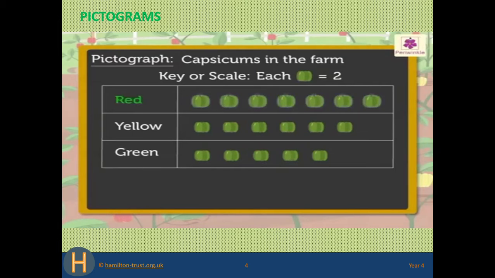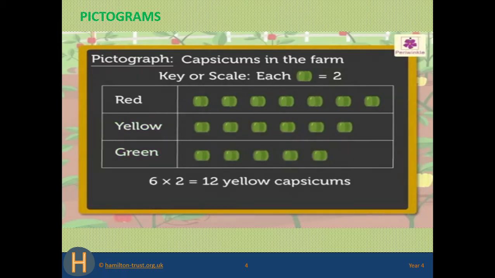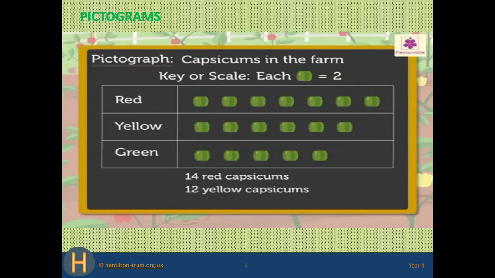There are 7 red capsicums. That means 7 multiplied by 2 is equal to 14 red capsicums. Accordingly, we can find out the yellow and green capsicums. There are 12 yellow and 10 green capsicums on the farm. Hence, from the pictograph, we can say there are 14 red capsicums, 12 yellow capsicums, and 10 green capsicums on the farm.